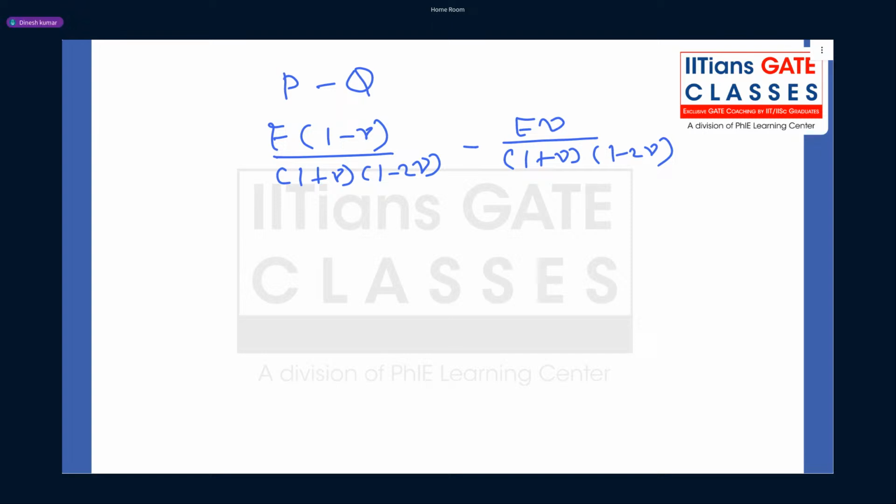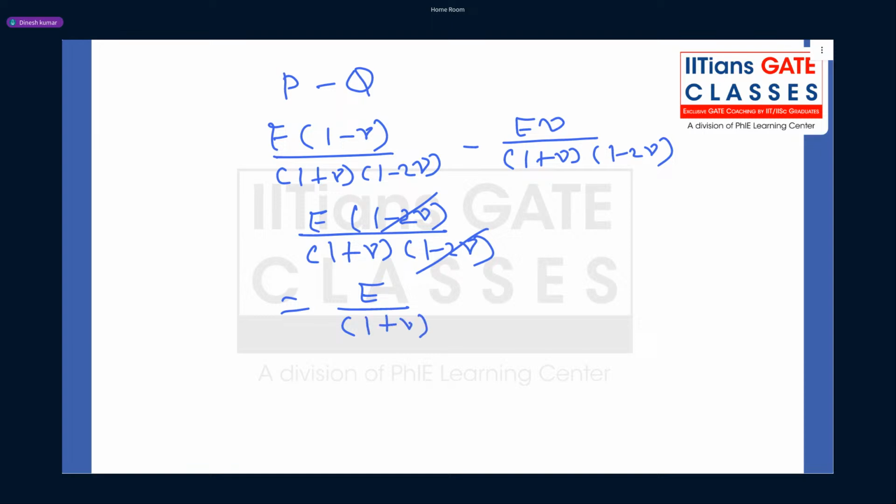If you simplify, what we find is E into 1 minus 2 nu upon 1 plus nu into 1 minus 2 nu. So 1 minus 2 nu got cancelled, and we got E upon 1 plus nu. It is P minus Q. Now guys, divide by 2.